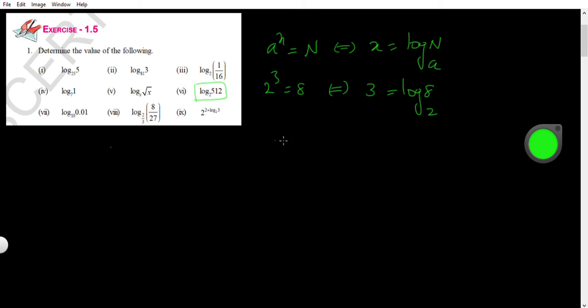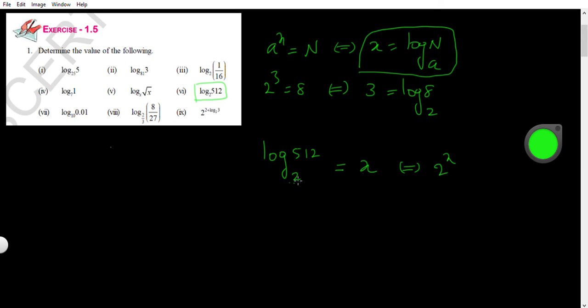Now coming to the logarithm of 512 to the base 2. Suppose this value is equal to some x. I know this is the base and this is the power. By definition, if and only if 2 to the power of x, because 2 is my base, is equal to its exponential form value, 512.